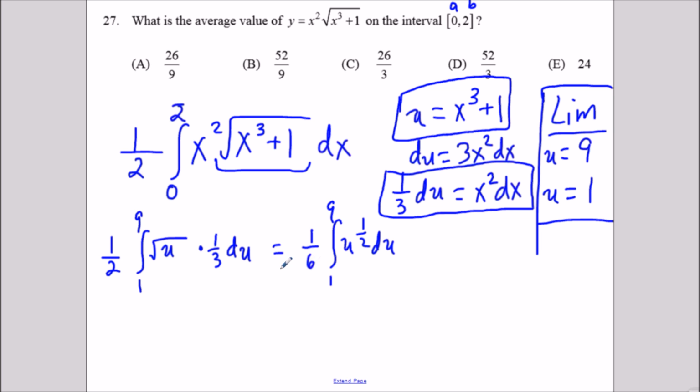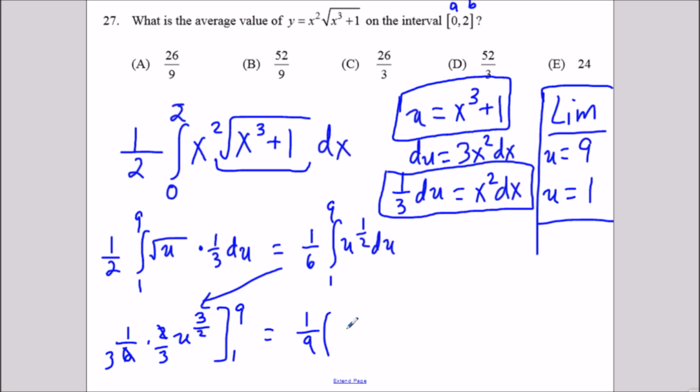So then to simplify this integral, we are going to have 1 over 6 times, and the antiderivative of u to the 1/2 is u to the 3 over 2, times the reciprocal. We just flip the new exponent, and this is going from 1 to 9. And remember, 2 over 6 we could reduce to 1/3. So now we're left with 1/9, and now we plug in the limits. We're going to have 9 to the 3 over 2 minus 1 to the 3 over 2.